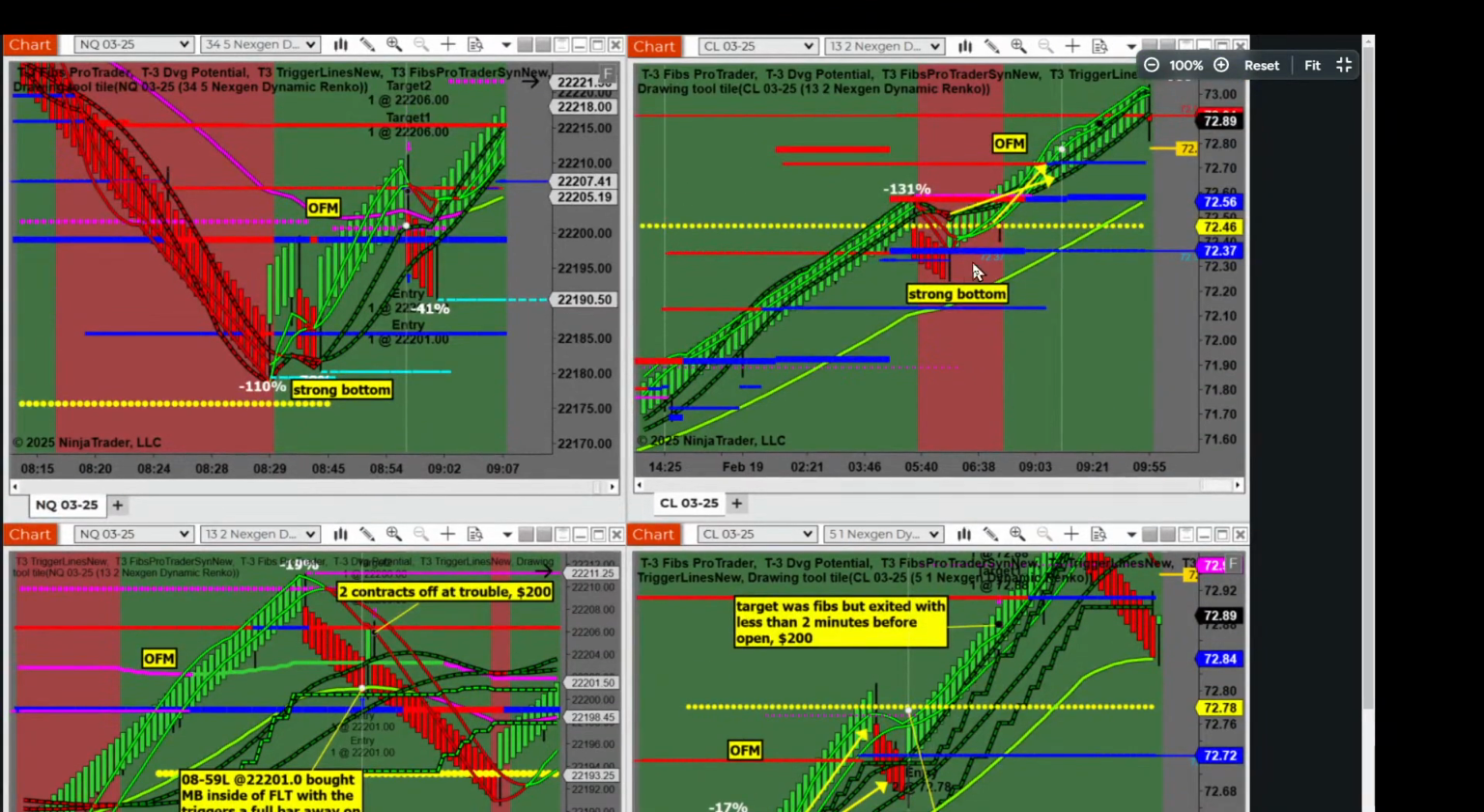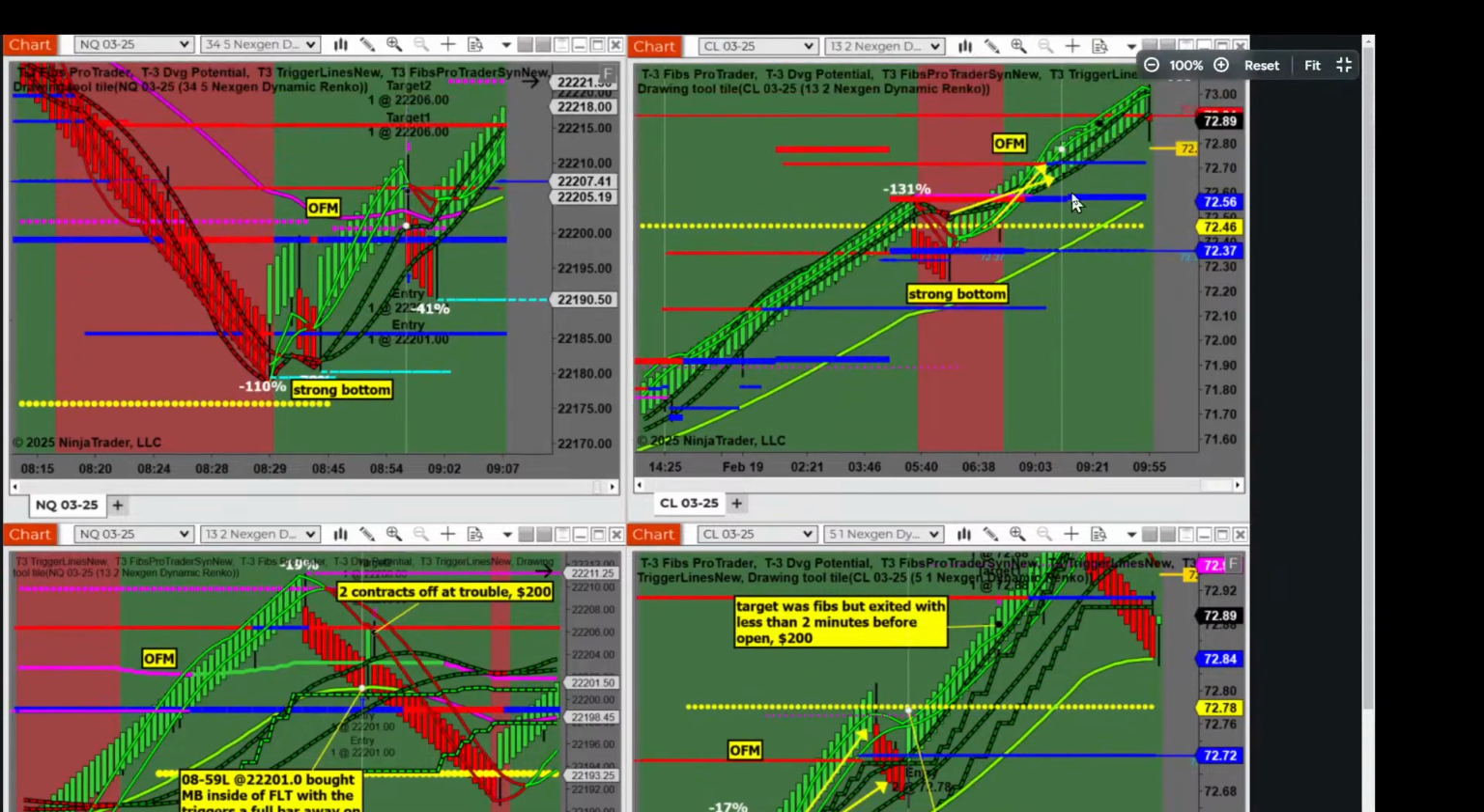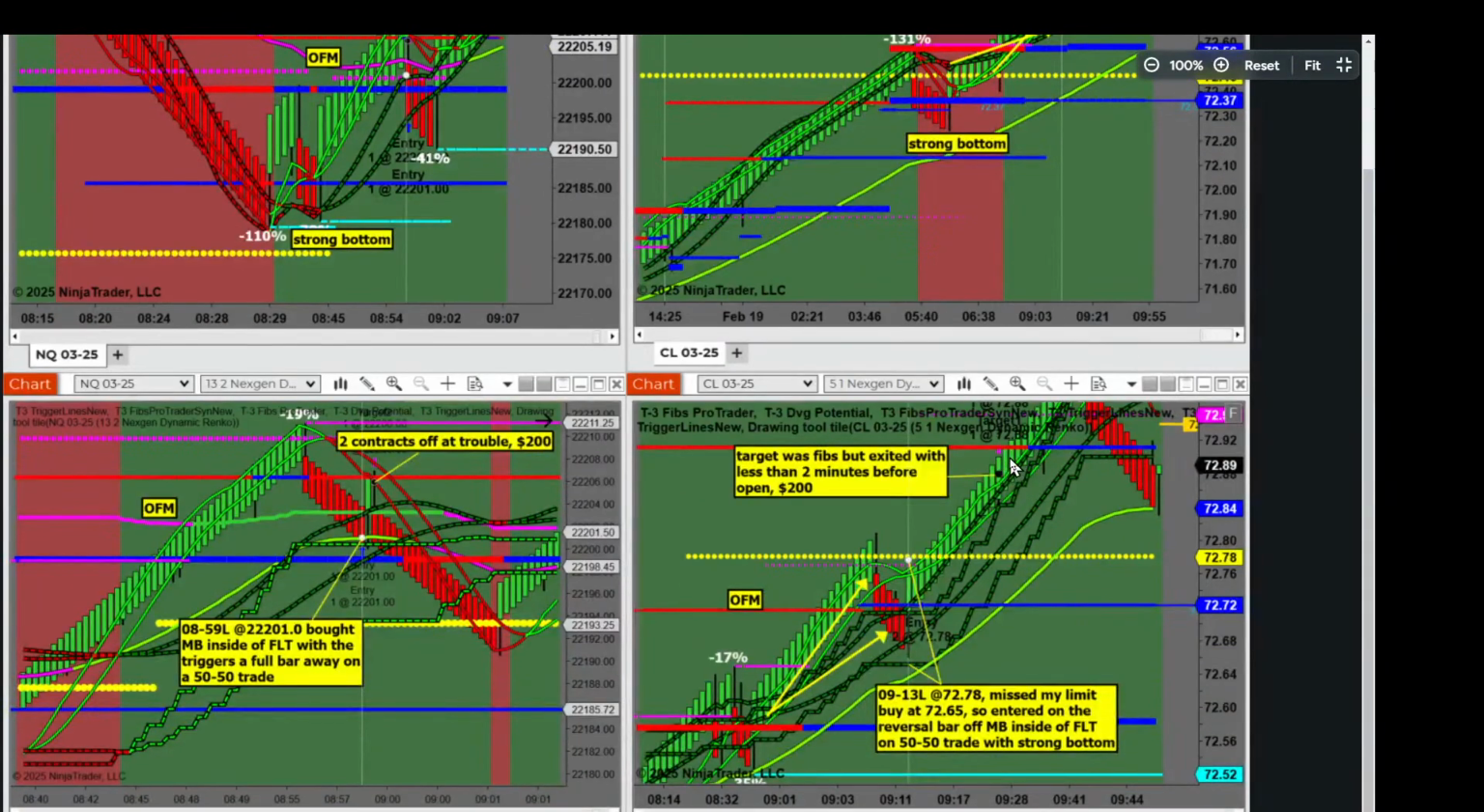And then odds favorable, strong bottom. Target was the fibs, but less than 2 minutes before the open. You take the little pullback. It doesn't hit your area, so you get in on the up bar. I like it with all that momentum. And then out of trouble again. Great trading. Great trading, Steve.